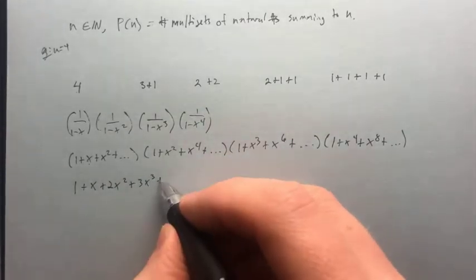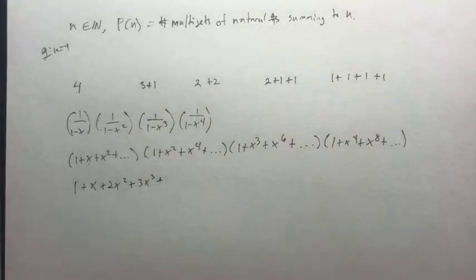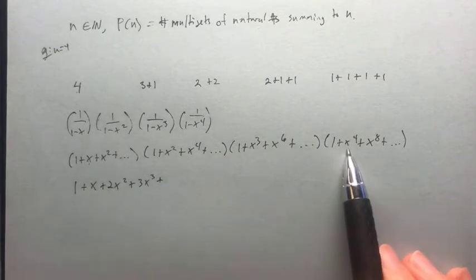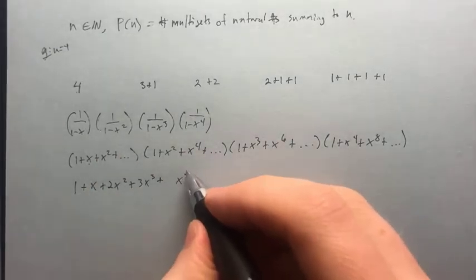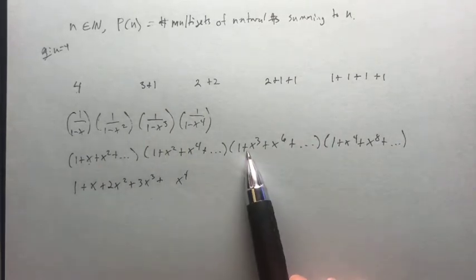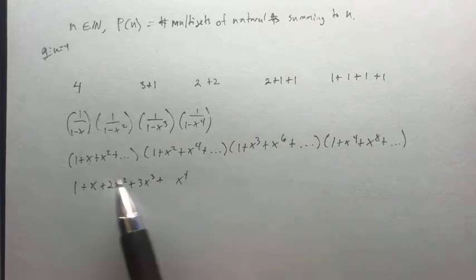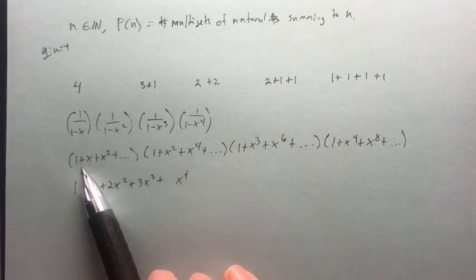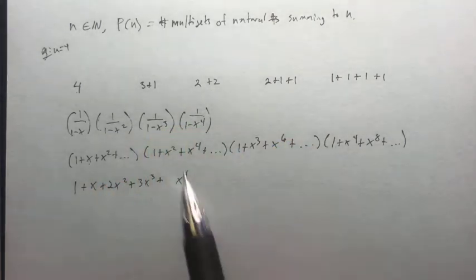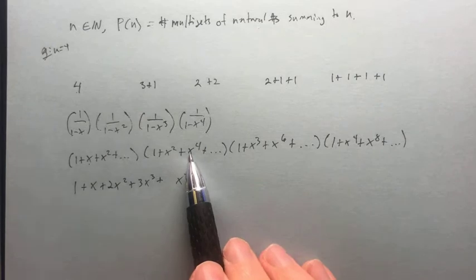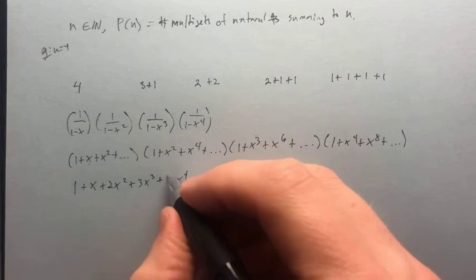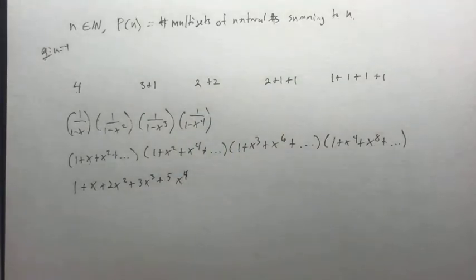This is probably not so fascinating yet, but now let's look at the number of ways to get x to the 4th. I could either have 1, 1, 1, and x to the 4th here. I could have a 1 here, x squared here, and x cubed here. Or I could have an x squared here, a 1 here, and x cubed here. So we're up to 3 ways now. I could also have a 1 here and x to the 4th here, a 1 and a 1. That's 4 ways. Or I could just get x to the 4th from here. So I've got 5 ways of getting x to the 4th.